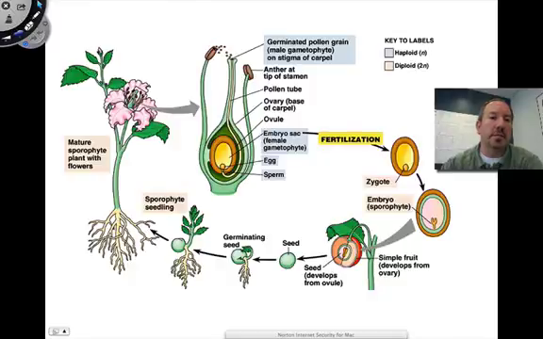Look at these branches, and then it'll have its own flowers. So this is the sporophyte, the plant that makes the spores. And then these are the gametophytes, the pollen and the embryo sac. I'll get more into what I mean by spores turning into gametophytes in a later discussion.